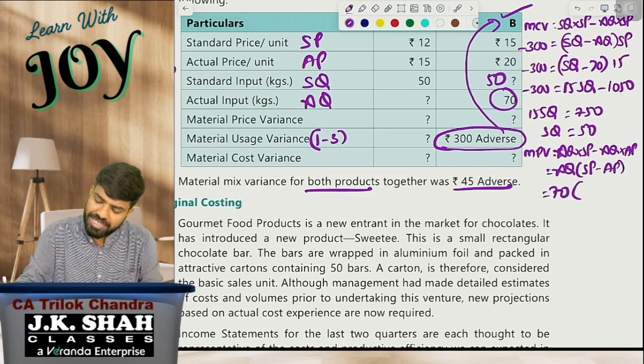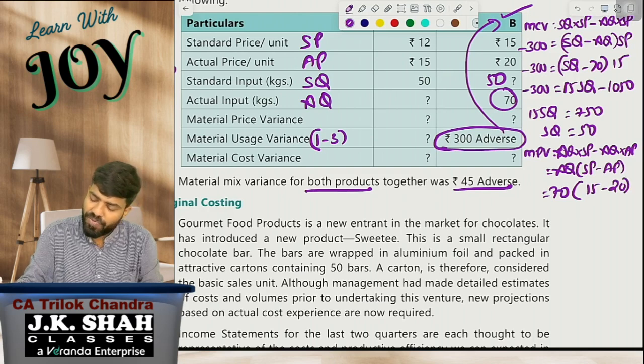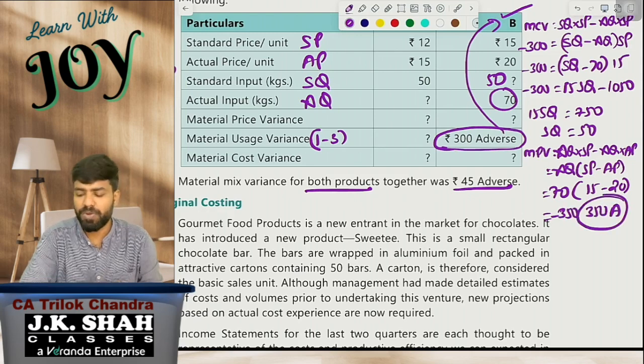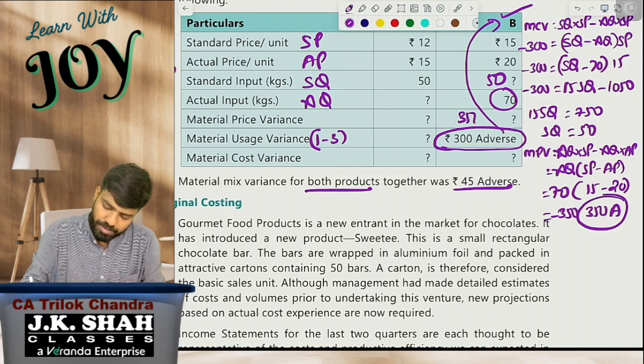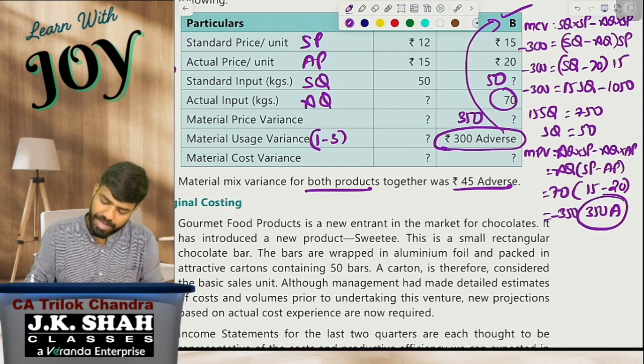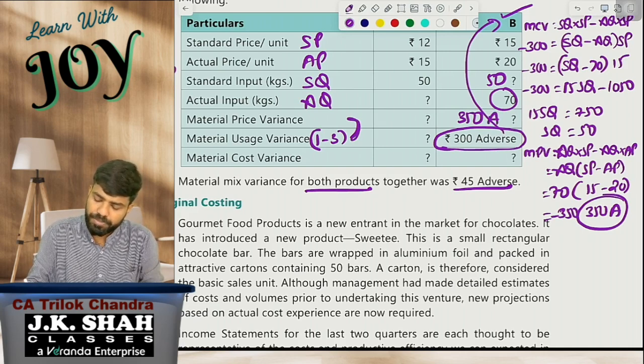Standard price is 15 minus actual price is 20, that gives minus 5. Minus 5 into 70 is minus 350, nothing but 350 adverse. Let me write that. Cost variance is the sum of these two: 350 adverse plus 300 adverse, which is 650 adverse.